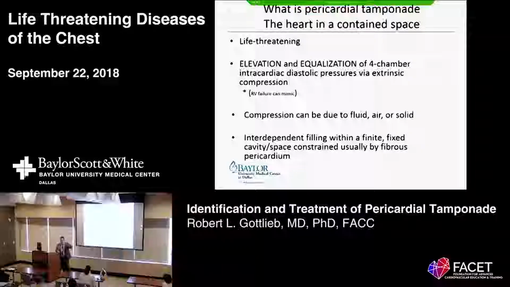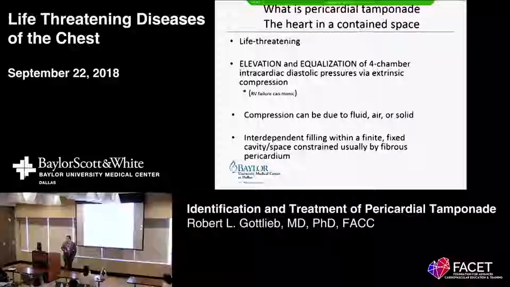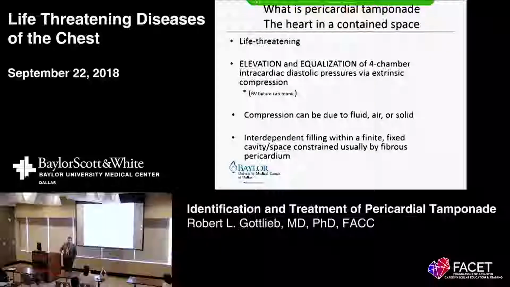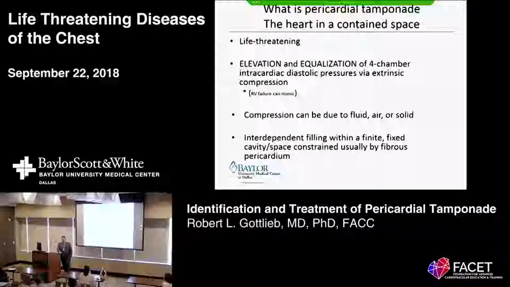You can still have a right atrial pressure or systemic pressure. But when the systemic pressure falls, your LV end diastolic pressure and RV end diastolic pressure inside the heart fall and come to the same pressure as the right atrium and left atrium. The compression can be due to fluid, air, or solid. We'll focus on fluid or air later. And again, it's interdependent filling. It's a zero-sum game. If you fill one chamber, you lose volume.